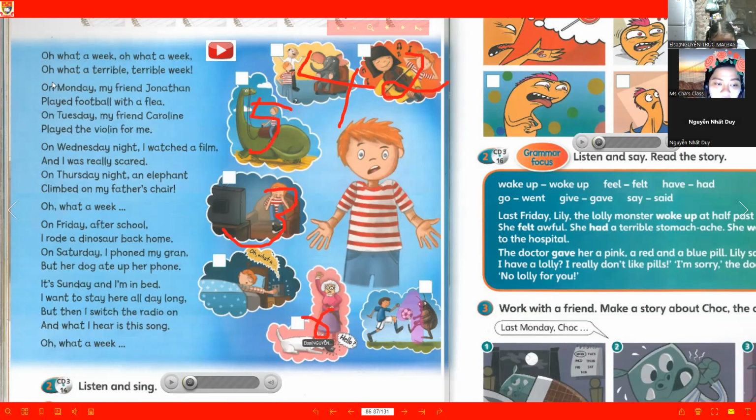On Saturday, he phoned his grandmother. But her dog ate up her phone. It's Sunday. All right. He is in bed.